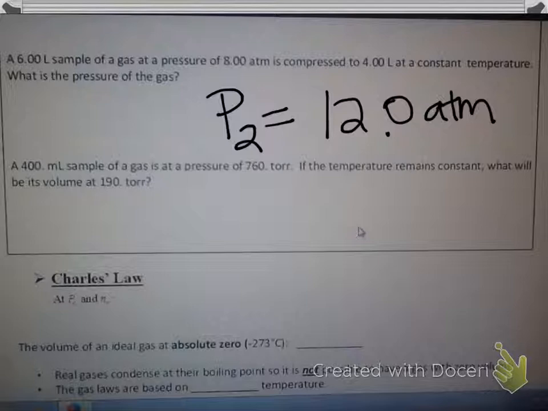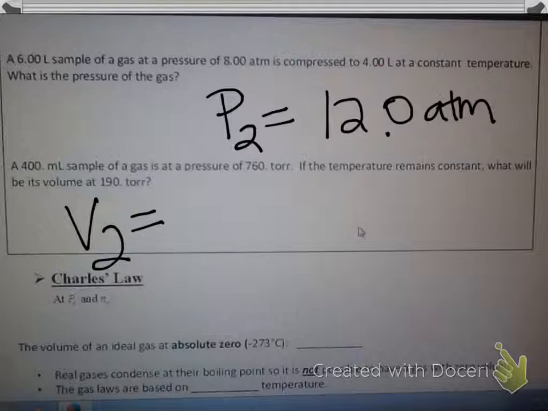All right, the third one, a 400 milliliter sample of gas, so that's our volume, is at a pressure of 760. The temperature remains constant. That just means don't worry about it. What will its volume be at 190 torr? What's changing here? The pressure's changing. We're going from a high pressure to a low pressure. As pressure decreases, volume should increase.